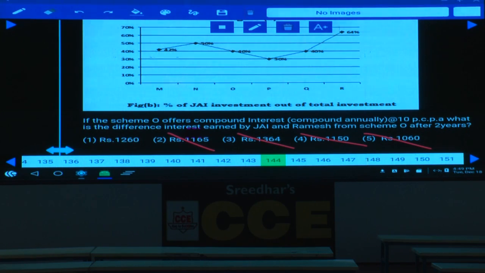So you don't have to even consider the data. Have we considered what exactly is Jay's investment in O and Ramesh investment in O? No. You know that the both will get 21% of their own principals. Difference will be equal to 21%, should be 3 multiple and 7 multiple. There is only one 3 multiple. Suppose if there are multiple 3 options, then we will verify 7 multiple. Because answer should be 21% of some number. It has to be 3 multiple and 7 multiple. Right.